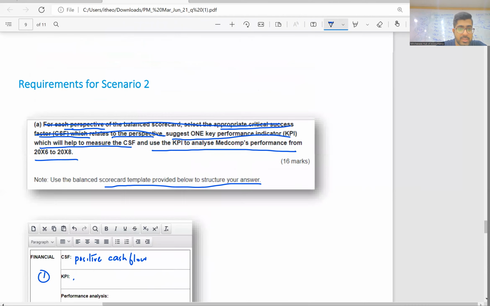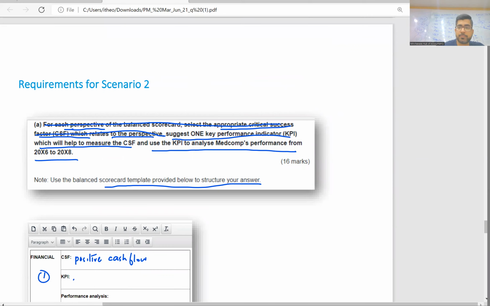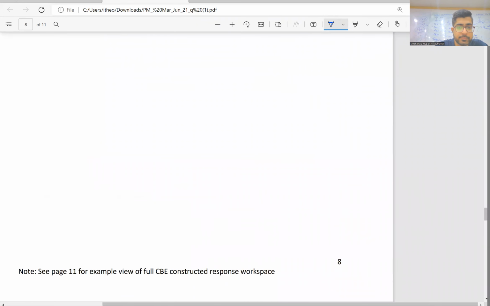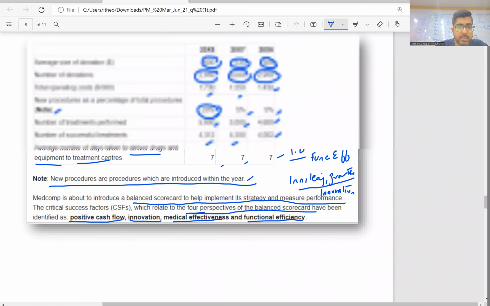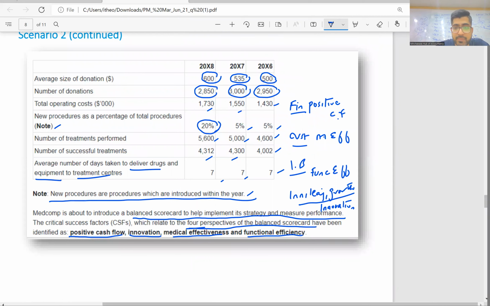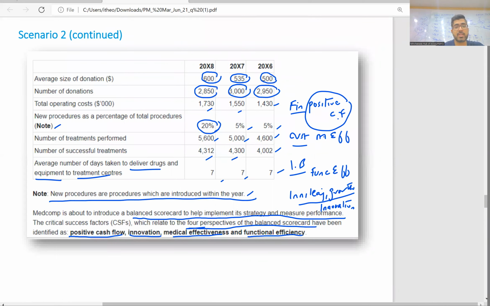Okay. So CSF, critical success factor for financial, is positive cash flow. Find from the question, what is the indicator which will be used to measure this positive cash flow? See the data of the question. This is the data of the question. The critical success factor for financial is positive cash flow. What would be the indicator through which you will measure whether positive cash flow is being received or not? A simple indicator for positive cash inflow is whether we are generating positive cash inflow or not.